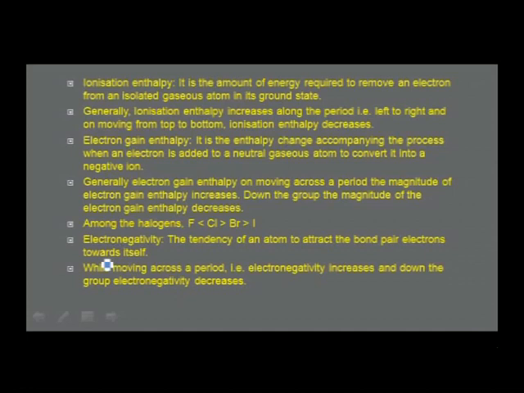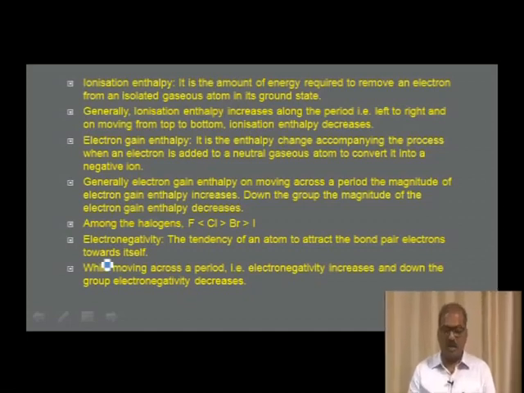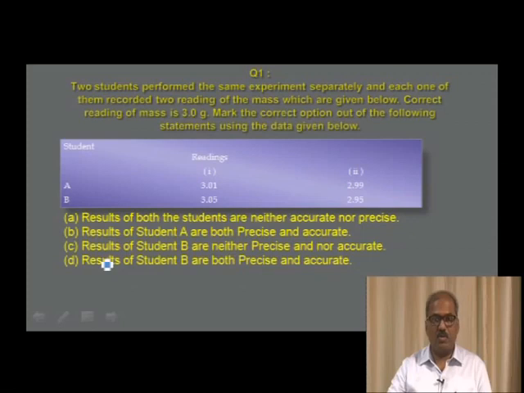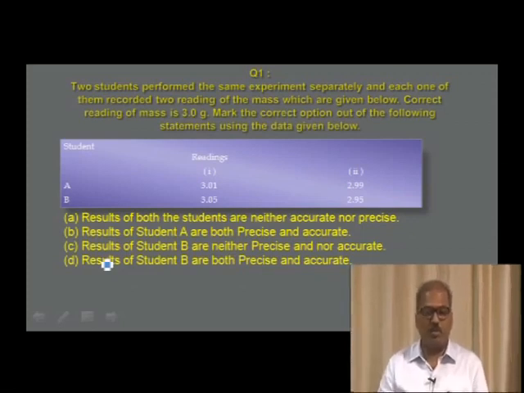Electronegativity is a very important term that you have to concentrate on. It is the tendency of an atom to attract the bond pair electrons, also known as the shared pair of electrons, towards itself in a bonded compound. Moving across a period, the electronegativity increases and down the group electronegativity decreases. So you understand that fluorine in the periodic table is the most electronegative element.